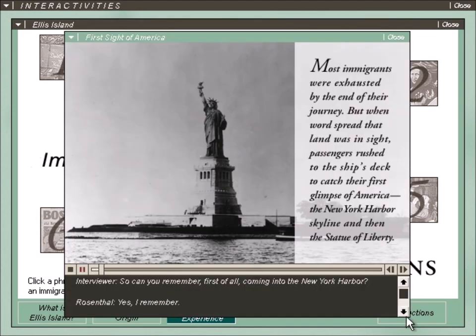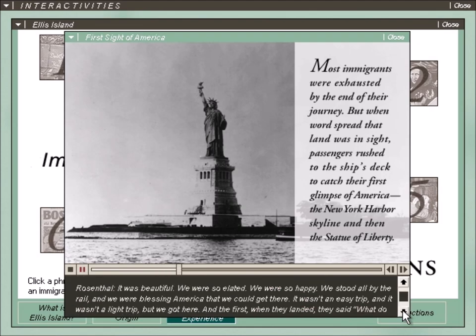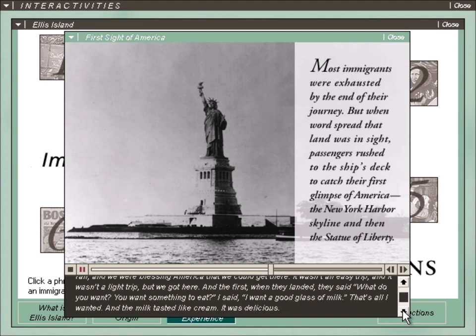So can you remember, first of all, coming into the New York Harbor? Yes. What was that like? It was beautiful. We were so elated. We were so happy. We stood all by the rail, and we were blessing America that we could get there. It wasn't an easy trip, and it wasn't a light trip, but we got here.